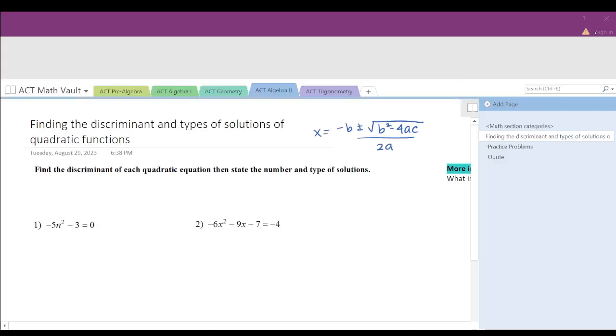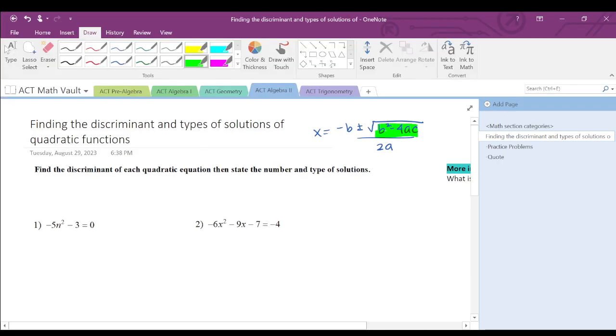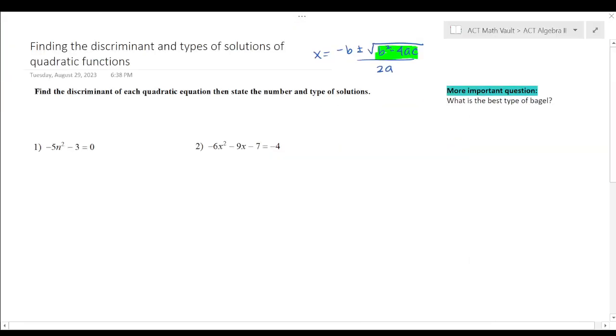The discriminant, I'm going to get my highlighter. That is this part underneath the square root in this formula. And that part of the formula tells you a lot about what types of solutions you will end up getting to a quadratic equation. So let's take the first one. We know we need an a, b, and c, right? So I'm going to rewrite this as negative 5n squared plus 0n minus 3 equals 0. That way we have an a, b, and c.